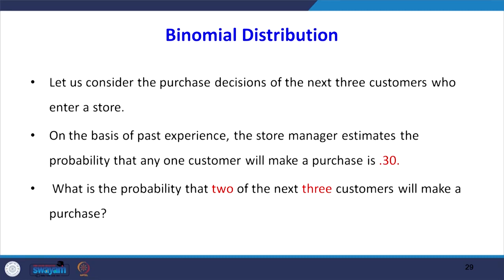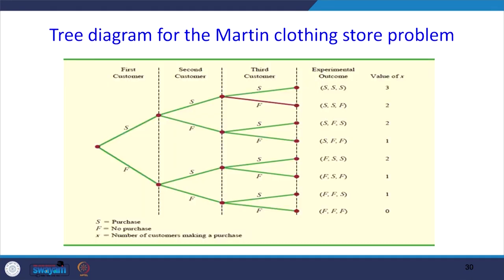What is the probability that 2 of the next 3 customers will make a purchase? Now look at this, the tree diagram. For the first customer, there are 2 possibilities. S is the purchase, F is the no purchase, X is the number of customers making a purchase. So we will see that is the end here.